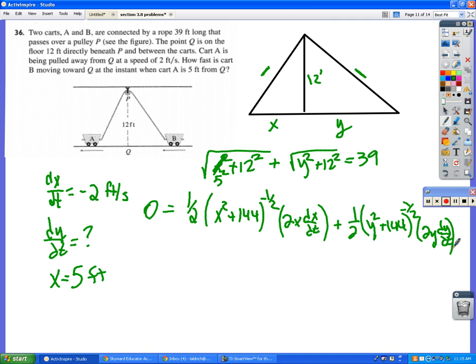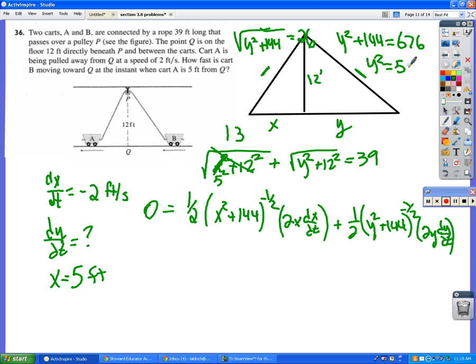As soon as we figure this out, this comes out to be 13. If I subtract 13 from both sides, that gives me the square root of y squared plus 144 equals 26. Square both sides, so y squared plus 144 equals 676. Subtract 144 from both sides and you get 532. So y equals the square root of 532, which I'm assuming is not a whole number.